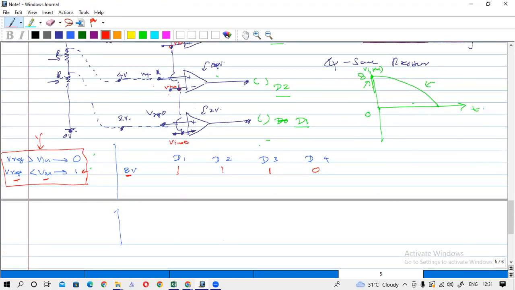Let's say that now it is 8 volt. Now tell me what happens if the voltage is 7 volt. Let's say that you have taken another sample here, and it is 7 volt. So what is the bit pattern you will get?